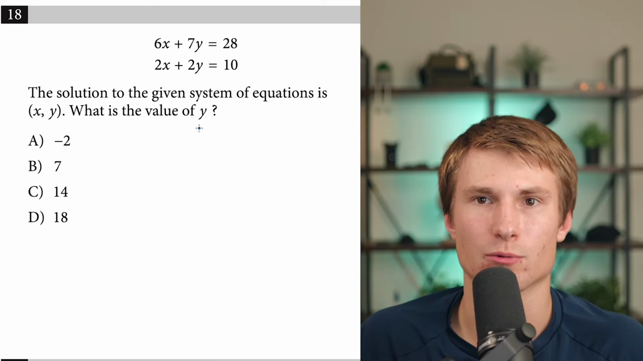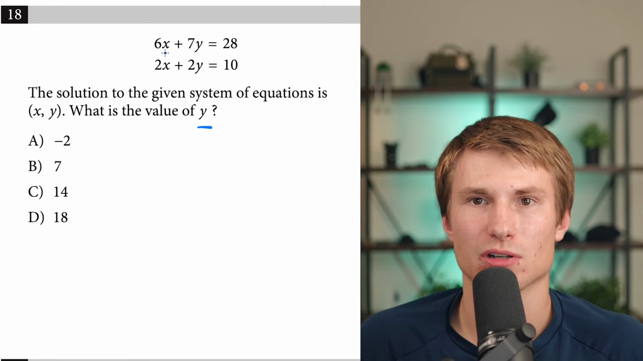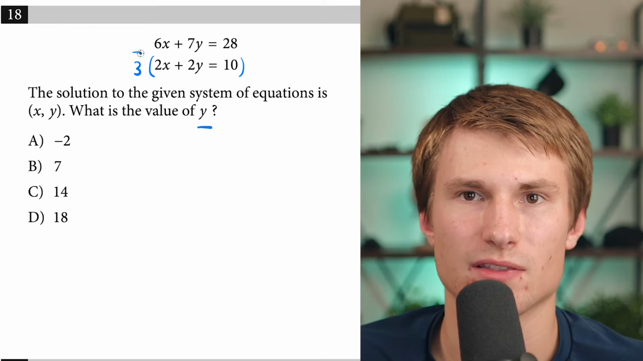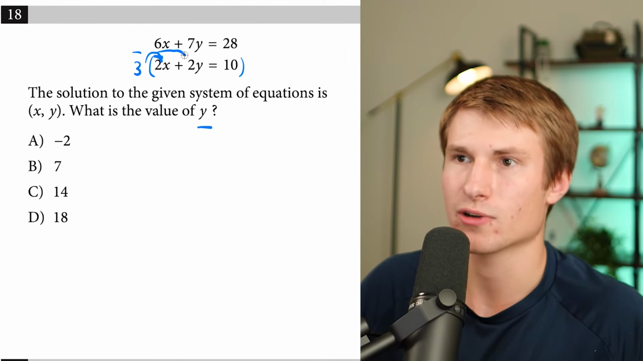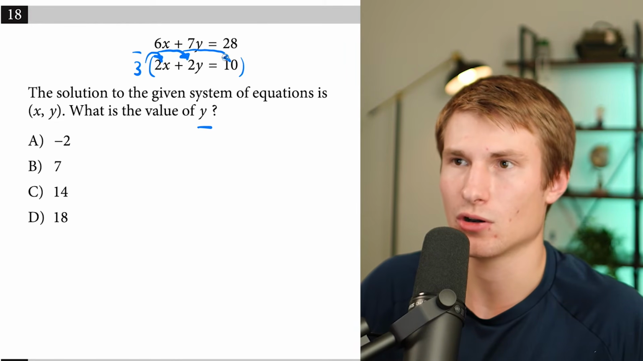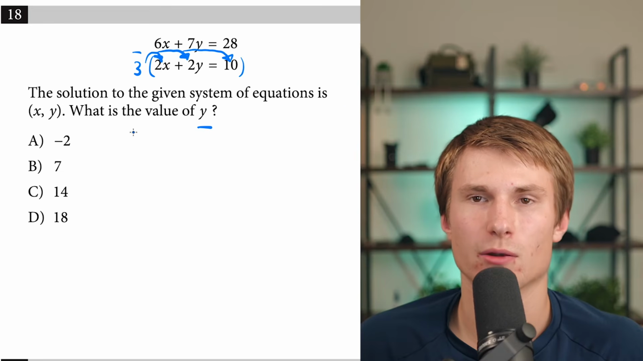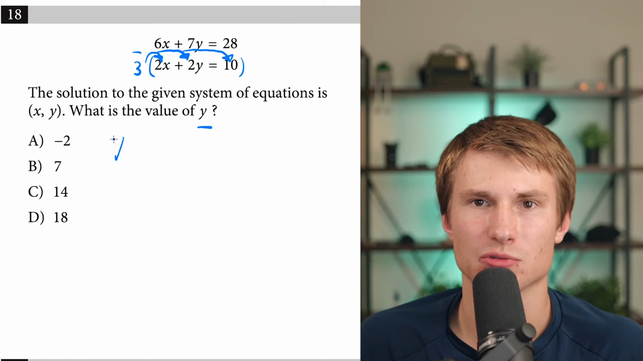That being said, here we're looking for the value of y. So what I'm going to look to do is get rid of x somehow. I see I have 6x and 2x, so I'll multiply this bottom one by 3, and then I'll subtract. I'll also recognize you have to distribute whatever you multiply by to all of these terms. Okay, so we have 6x minus 6x. Our x's will then be gone. Then we'll have 7y minus 6y, which will leave us with 1y.